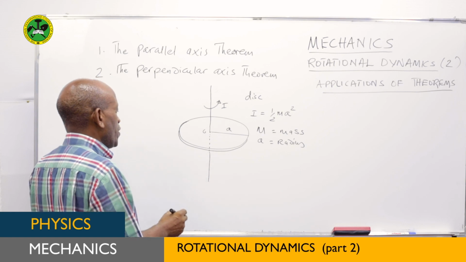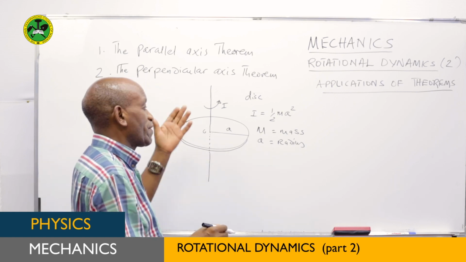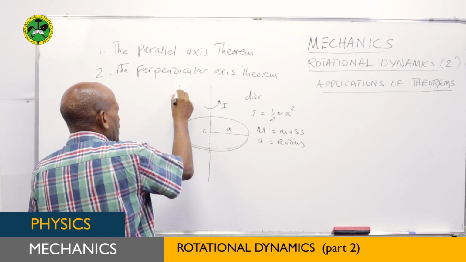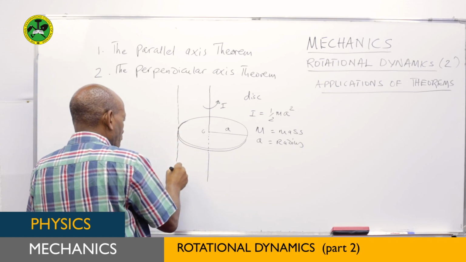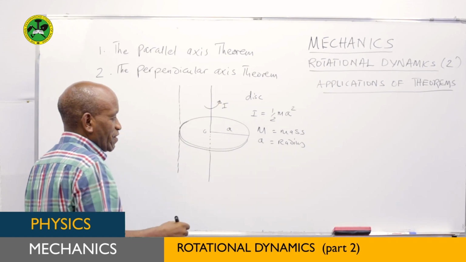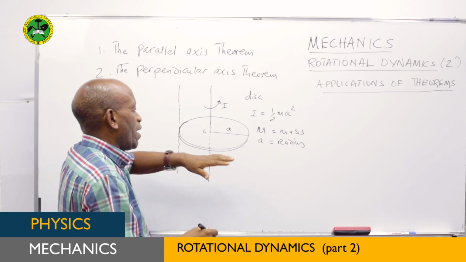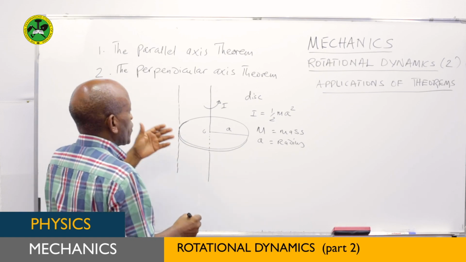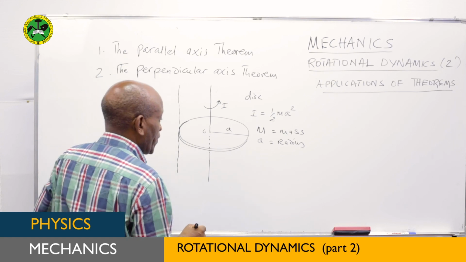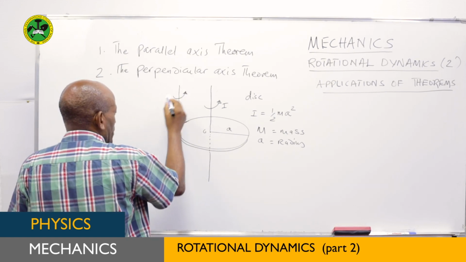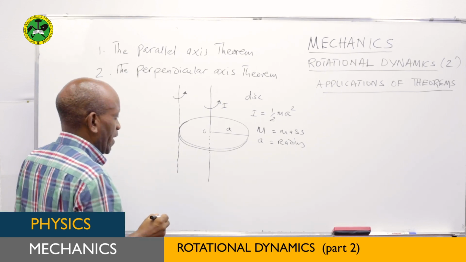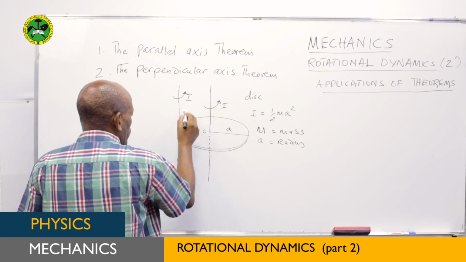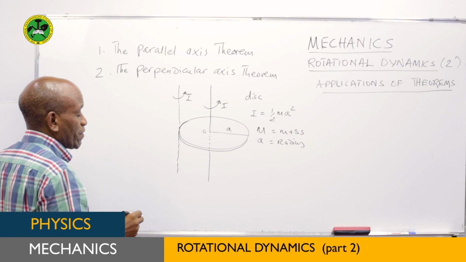But sometimes you are rotating the same disk about an axis which is passing at its rim, perpendicular with the first axis, which is passing at the center. Both axes are perpendicular to the plane of the disk. Then here you are going to use what we call the parallel axis theorem, to determine the moment of inertia through the axis at the rim.